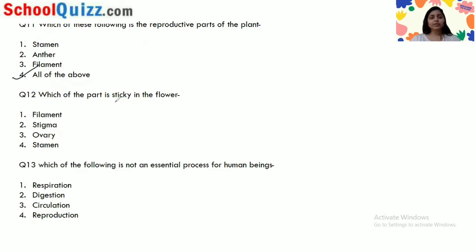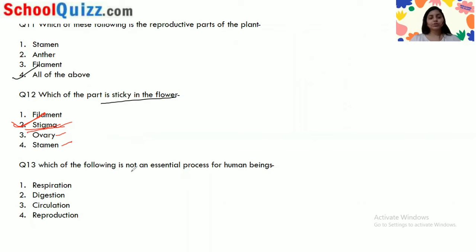Which part is sticky in the flower? Option number 1, you have filament, then you have the stigma, ovary, stamen. So which part is sticky in the flower? That is the stigma. You can remember that by the rhyming words: stigma, sticky, stigma, sticky. So stigma is the sticky part of the flower.